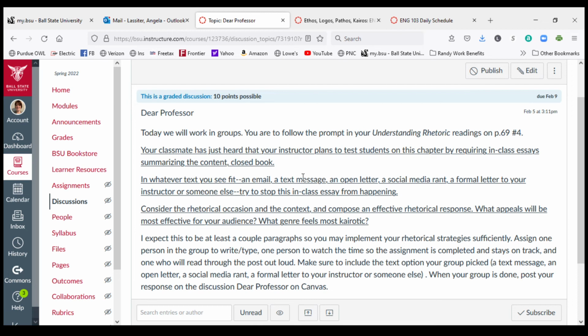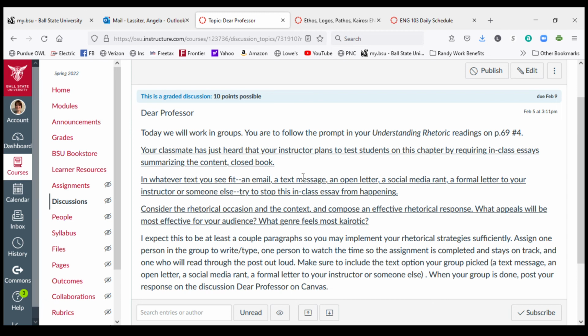You are to follow the prompt in your Understanding Rhetoric readings on page 69, number 4. So, your classmate has just heard that your instructor plans to test students on this chapter by requiring in-class essays summarizing the content, closed book. In whatever text you see fit, an email, a text message, an open letter, a social media rant, a formal letter to your instructor or someone else, try to stop this in-class essay from happening. Consider the rhetorical occasion and the context, and compose an effective rhetorical response. What appeals will be most effective for your audience? What genre feels most chaotic? Okay, so I expect this to be at least a couple paragraphs, so you may implement your rhetorical strategies sufficiently.